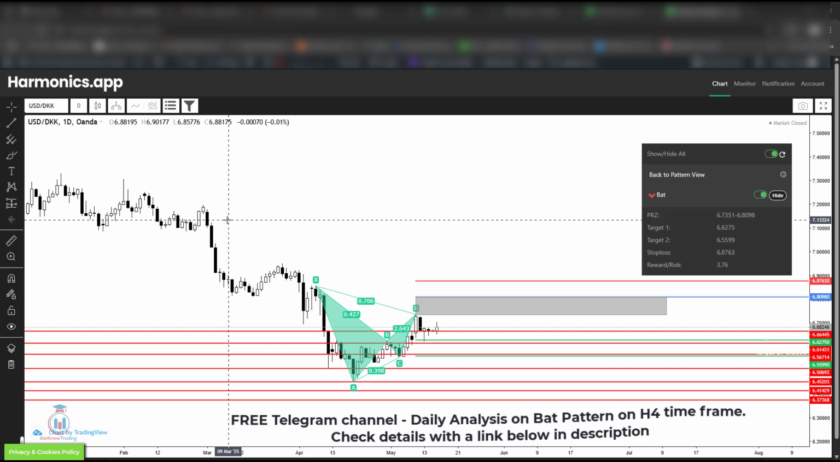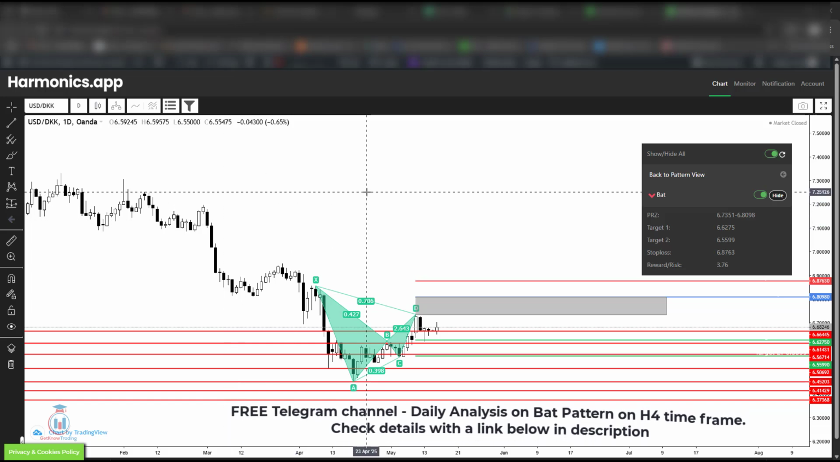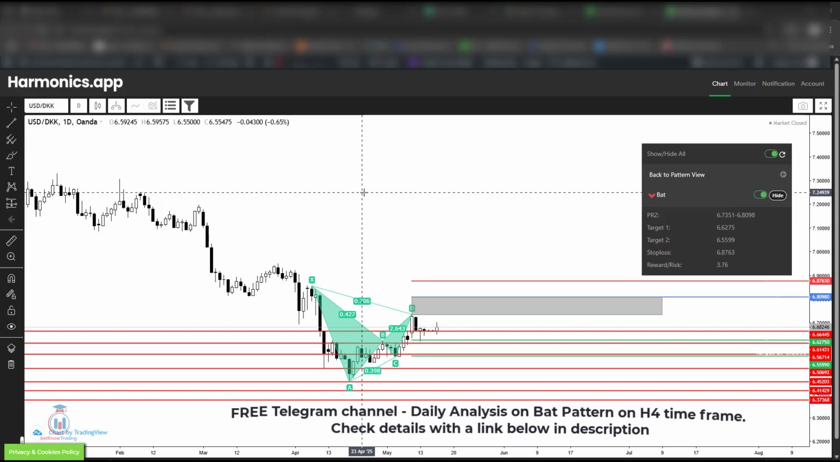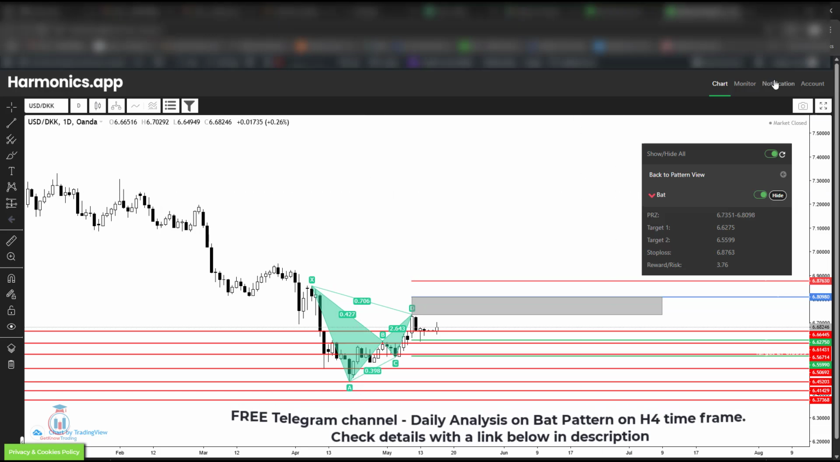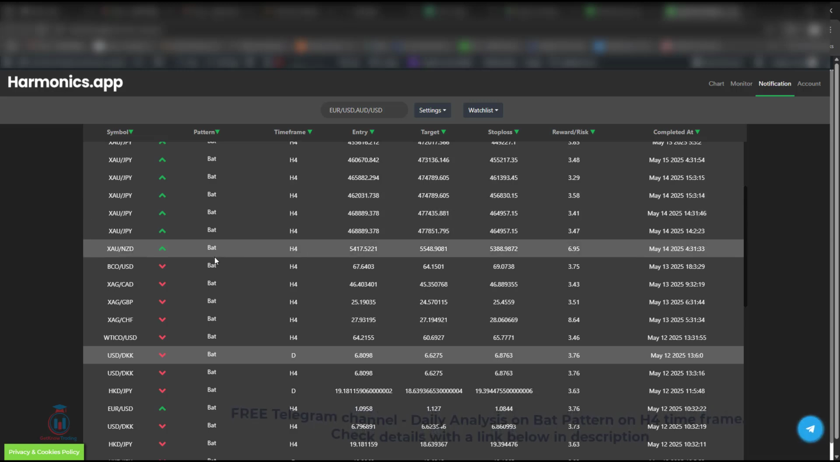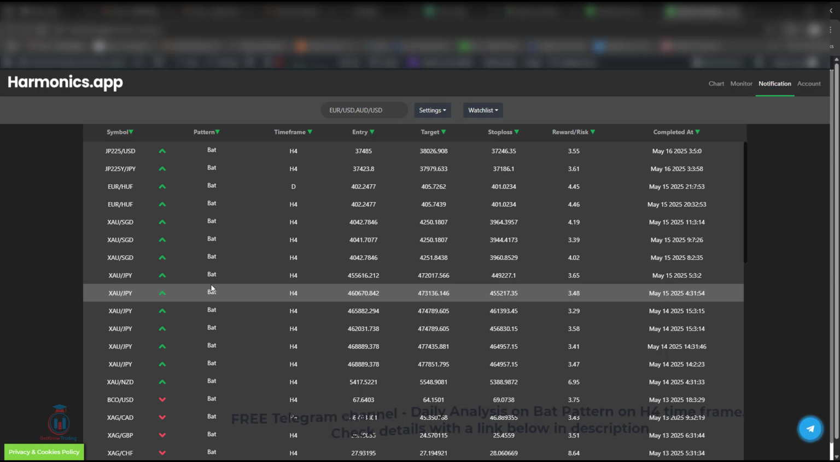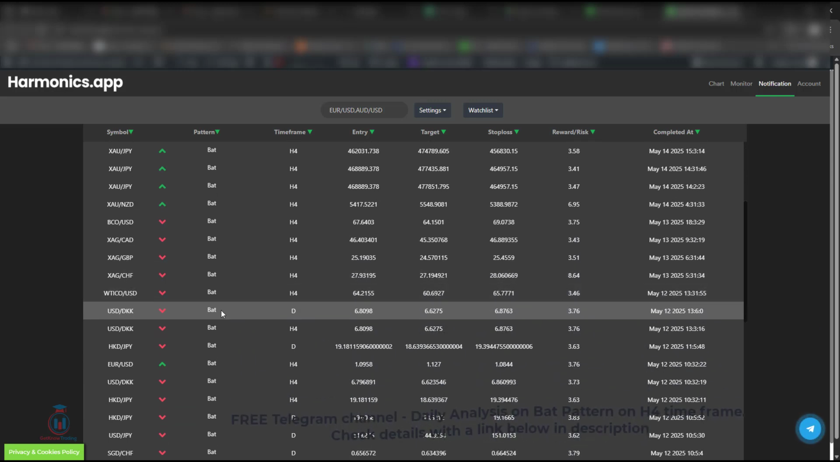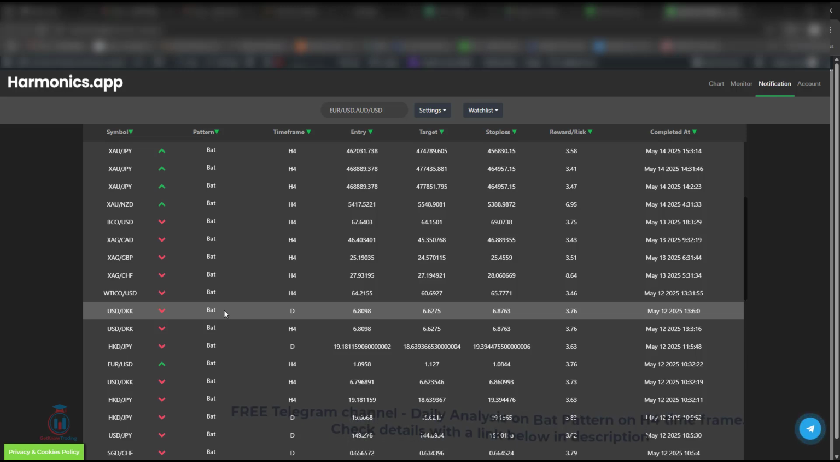In this analysis, I would like to show you how to use the Harmonic scanner and also whether there is any bullish or bearish bat pattern formed on the chart. This week there is no bullish or bearish bat pattern in line with the trend and the technical analysis. So this week I have not received any kind of bullish or bearish bat pattern that I could trade.